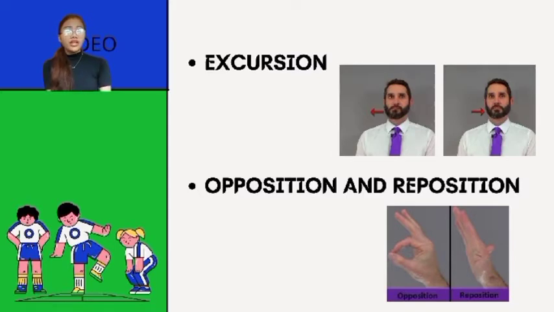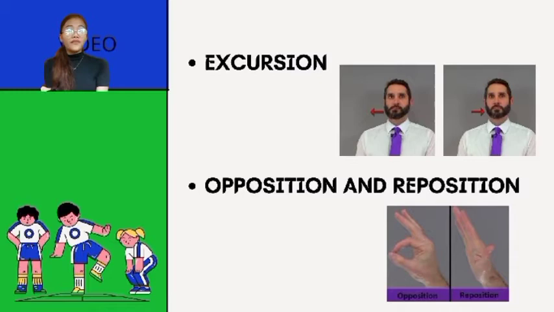And then the medial excursion, the mandible moves in a right or left direction towards the body's midline. So, babalik siya sa normal position. So, kung dito ka, babalik ka sa normal position mo. And the last one is opposition and reposition. Opposite action pa rin siya.